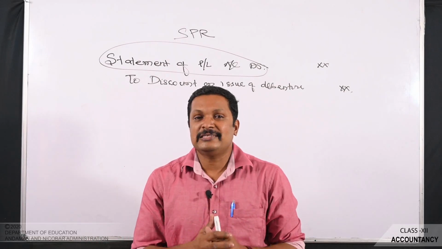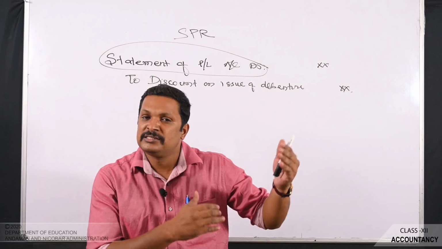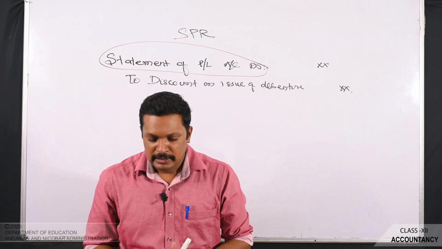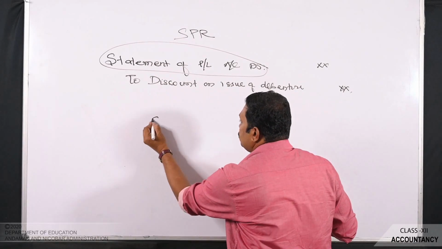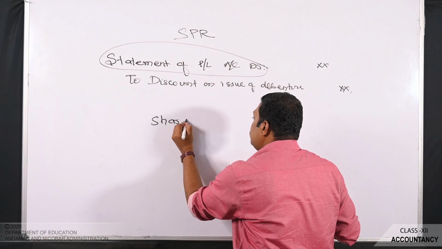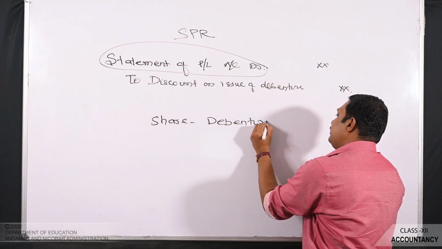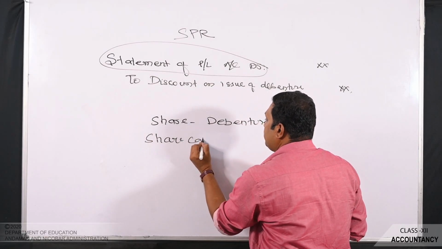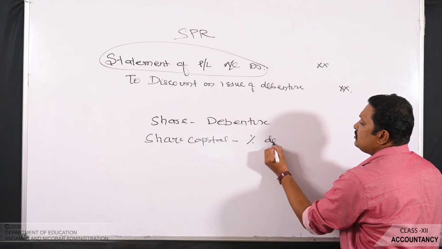So the entries will be the same as for shares. The entries we learned in shares, we have to follow the same entries in debentures. Just we have to make two changes. In the last class I just discussed, instead of shares we have to write debenture, right, and instead of share capital we have to write percentage debenture.